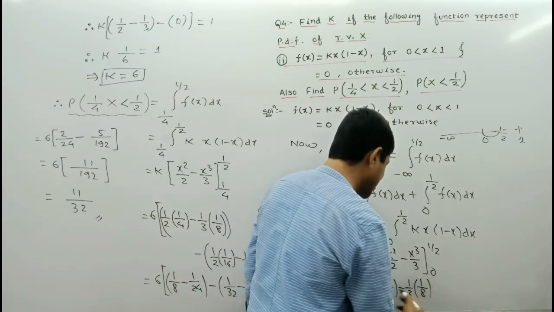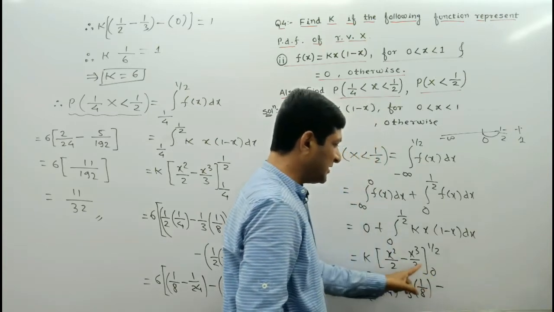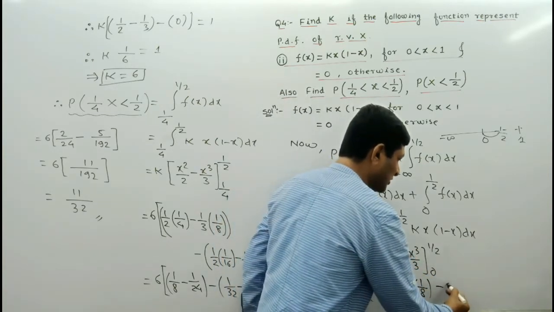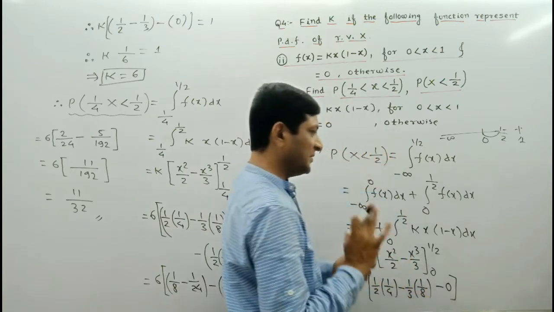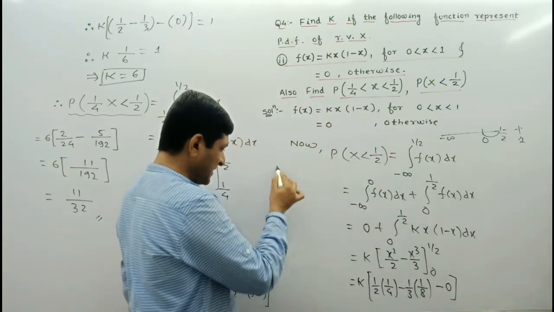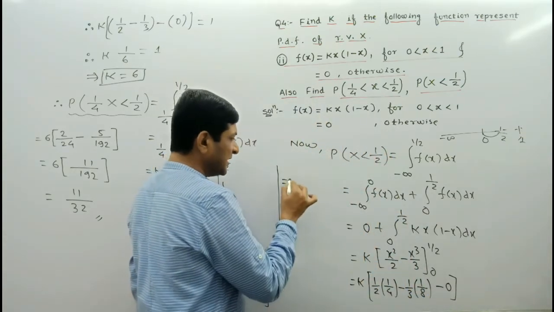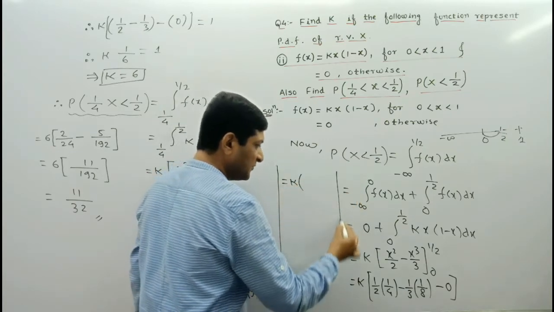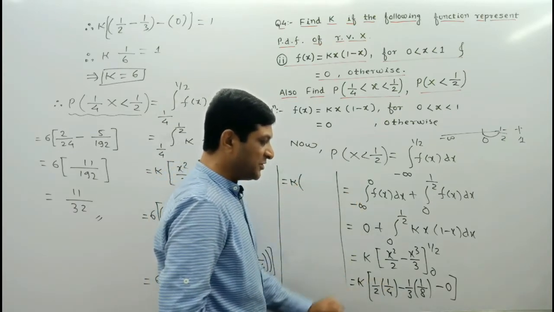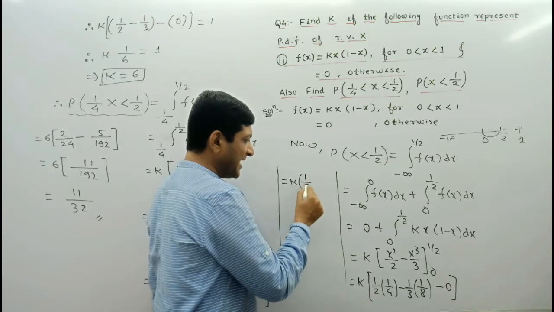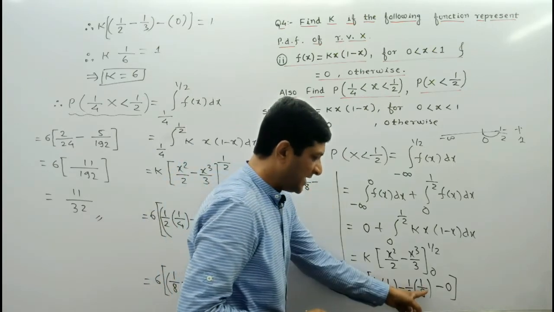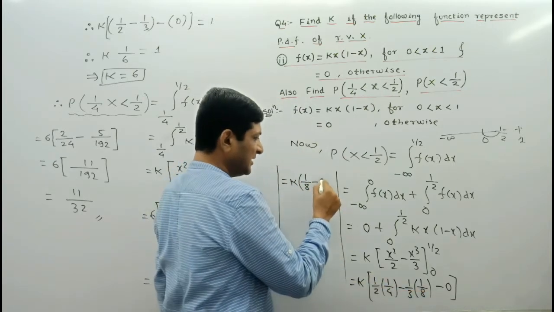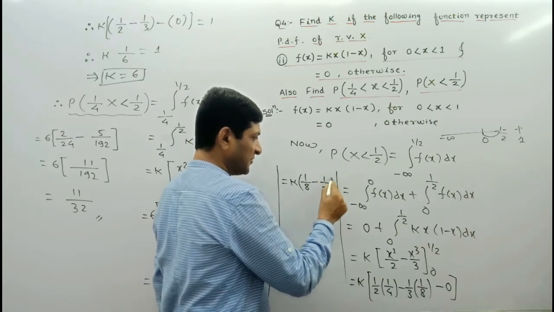Then if we are substituting the value of x equal to 0, both terms will become 0, and 0 minus 0 will be equal to 0. Now let us simplify it. So it is equal to k into, see what we are getting here, 1 by 2 into 1 by 4 will be equal to 1 by 8, minus, keep it as it is, and 1 by 8 into 1 by 3 will be equal to 1 by 24, isn't it?